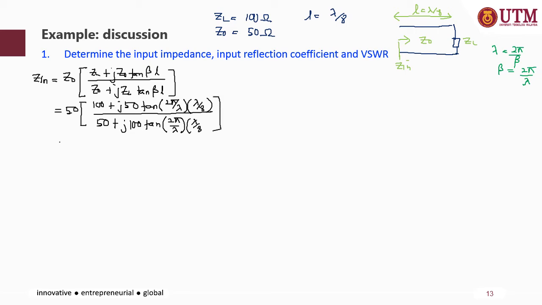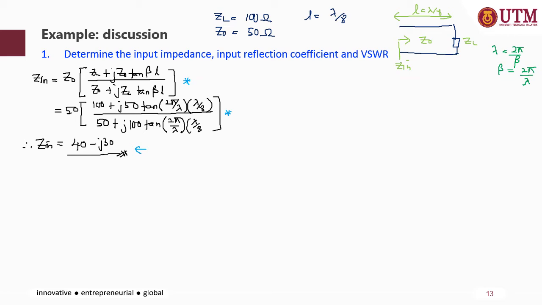Okay, so you can calculate this. So your Zin is equal to 40 minus j30. Okay, please calculate this properly. So I recommend you to write down the general equation, include the values you have in, and your final answer. Okay, this is the first one, the input impedance.